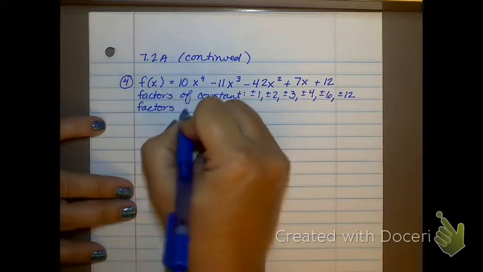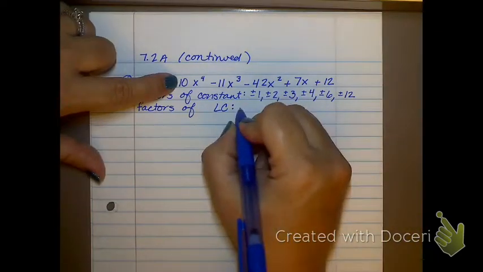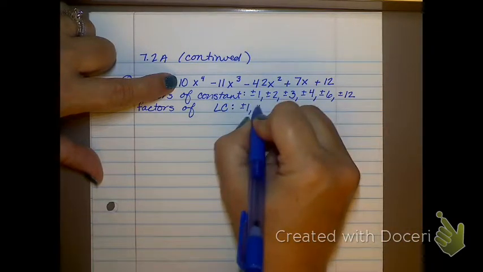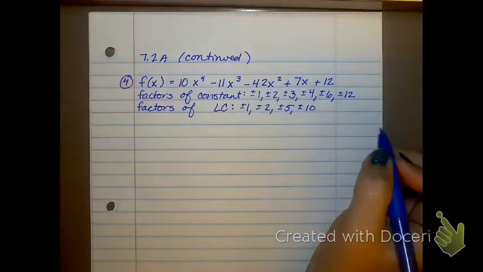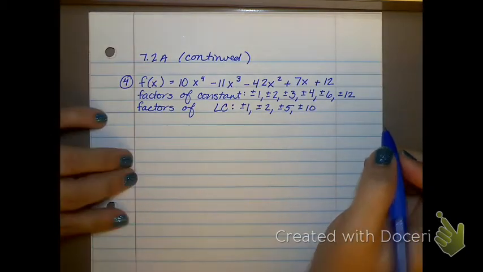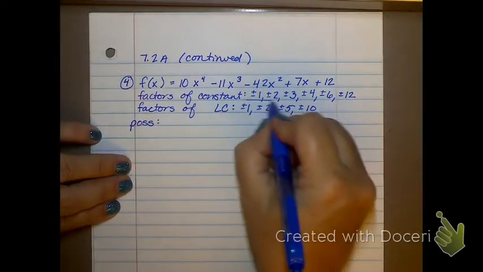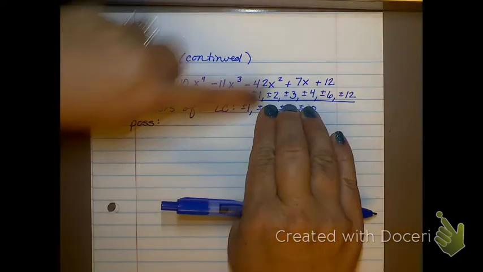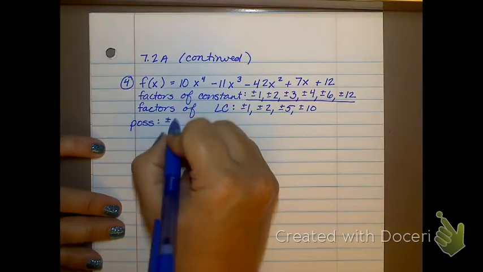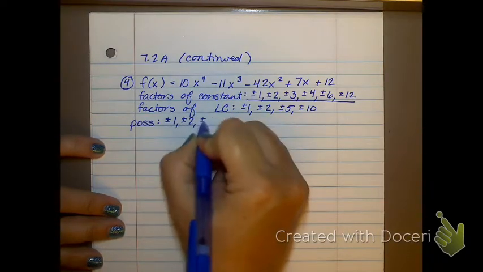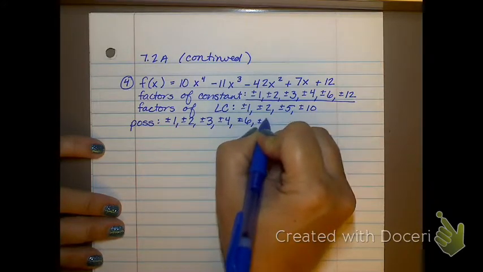Factors of my leading coefficient. My leading coefficient is 10, so I have 1, 2, 5, 10. I think my list of possibilities is going to be kind of long, isn't it? All right, so I start off by putting all of those constant factors over 1. So 1 over 1, 2 over 1, 3 over 1, 4 over 1, 6 over 1, and 12 over 1. Yeah? That's 1, 2, 3, 4, 6, 12.